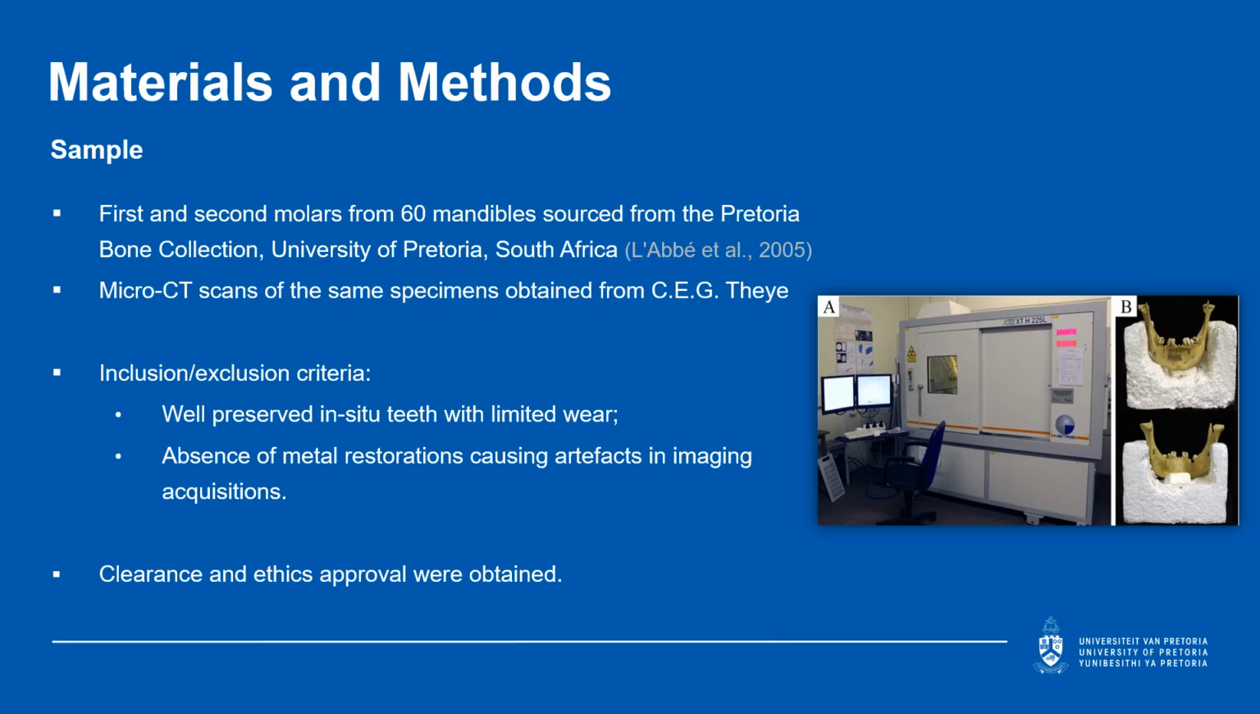The sample of this study consisted of in-situ first and second molars from 60 mandibles from the Pretoria Bone Collection, hosted at the Department of Anatomy at the University of Pretoria, with the associated micro-CT scans. The inclusion criteria consisted of well-preserved in-situ teeth with limited wear and the absence of metal restorations which may cause artifacts in imaging acquisitions.